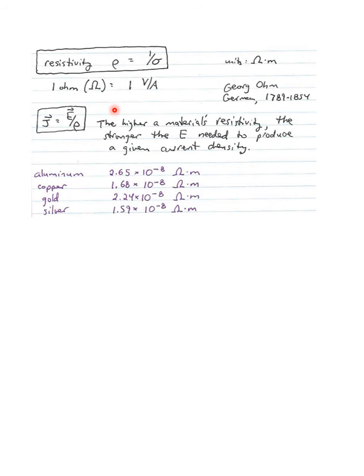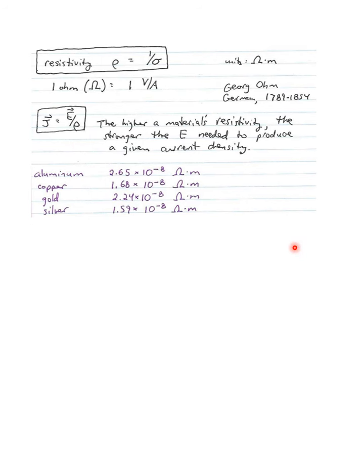By definition, an ohm is a volt per ampere. And as we go on in this chapter and in the next chapter when we study electric circuits, we'll see that relationship, that an ohm is a volt per ampere. So you've previously learned in this lecture that the current density J is sigma times the electric field. And now we're going to say that it's the electric field divided by resistivity. So the higher a material's resistivity, the stronger the electric field is needed to produce a given current density.